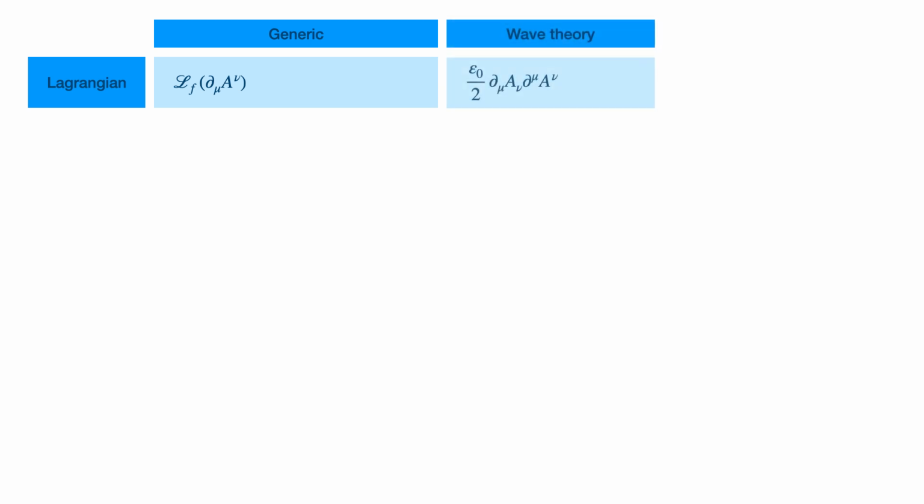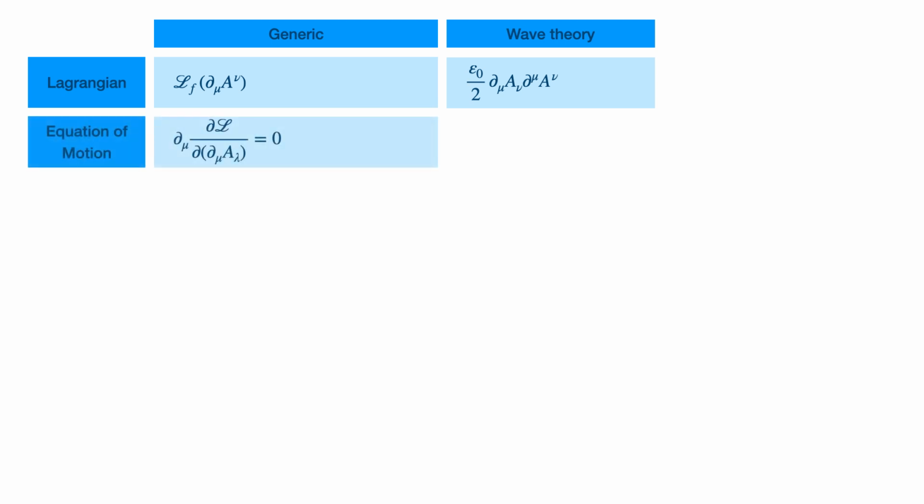The field equations are derived from a suitably chosen Lagrangian using the action principle. The Lagrangian is a functional of the potential derivatives alone, because the electromagnetic field is massless. For the wave theory, the Lagrangian is the sum of squares of the potential derivatives. The action principle leads to the Euler-Lagrange equation, which gives the free wave equation.